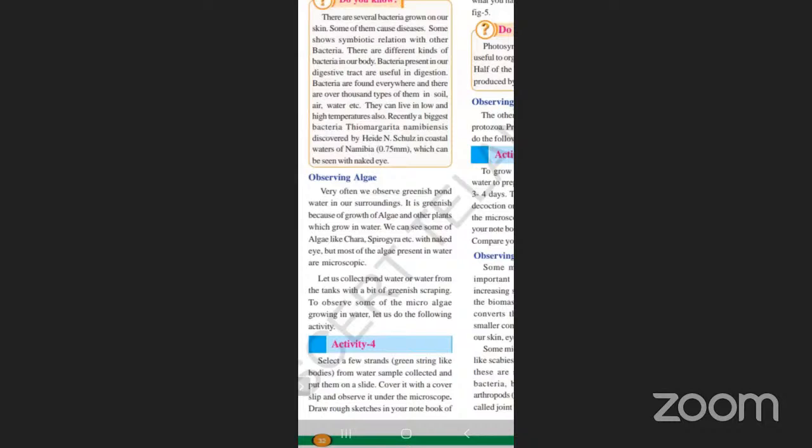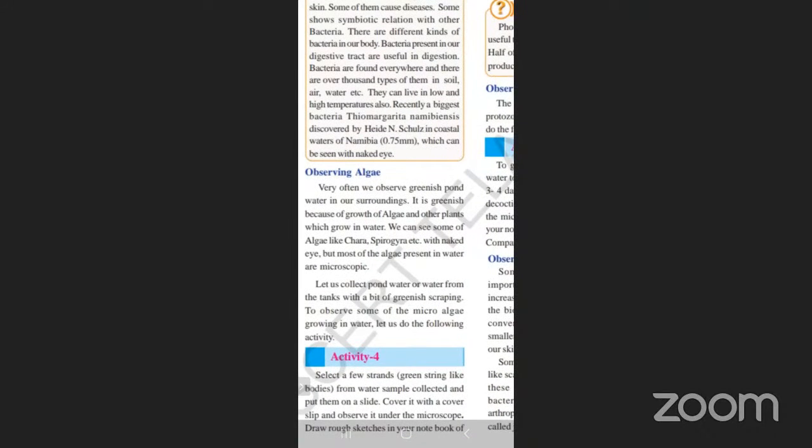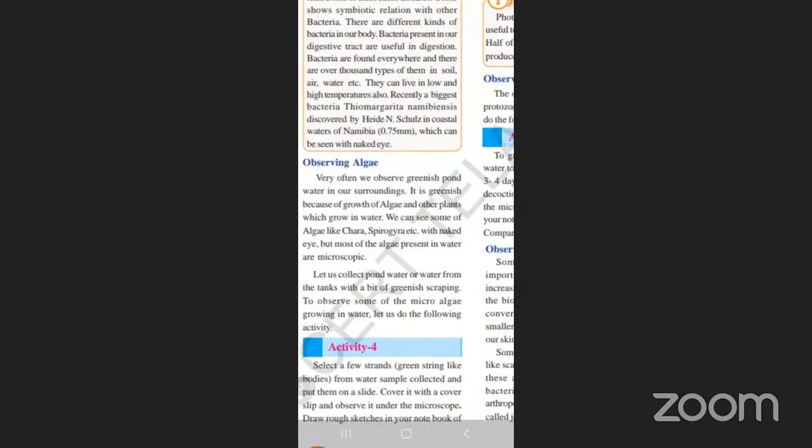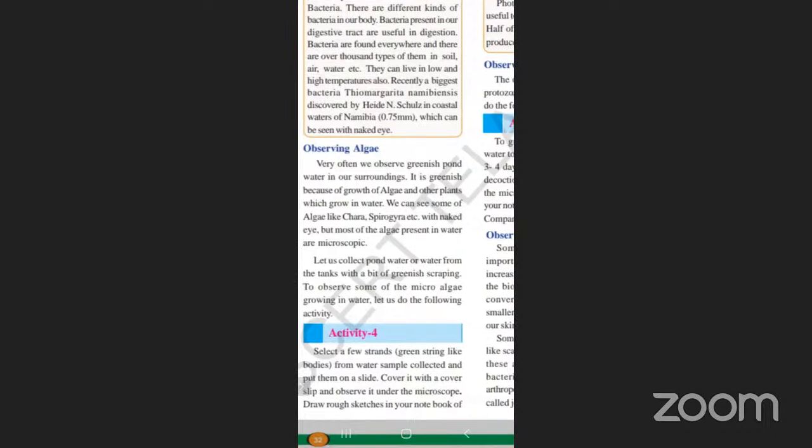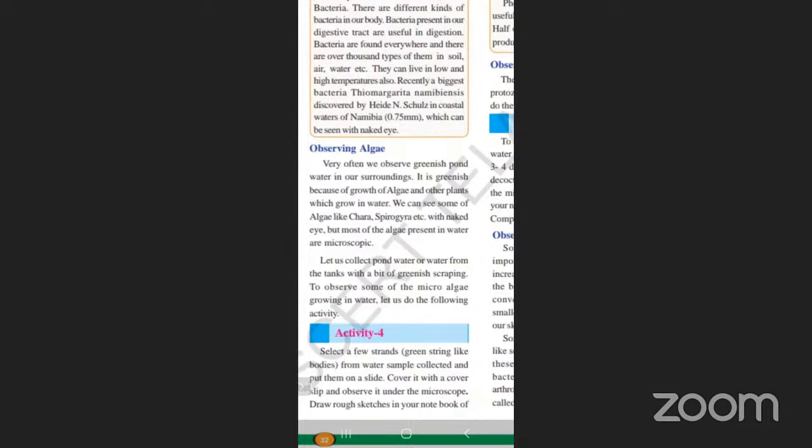Very often we observe greenish pond water in our surroundings. It is greenish because of the growth of algae, children, and other plants which grow in water.